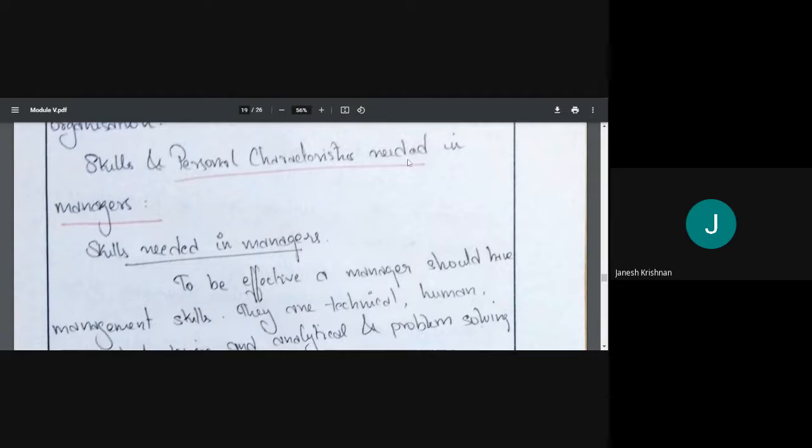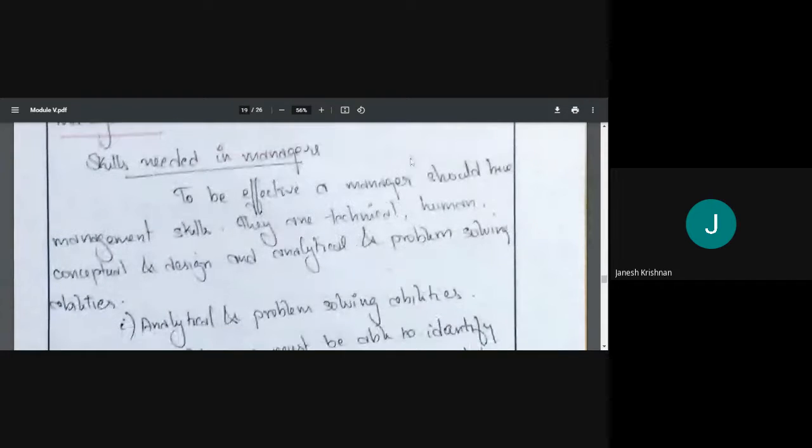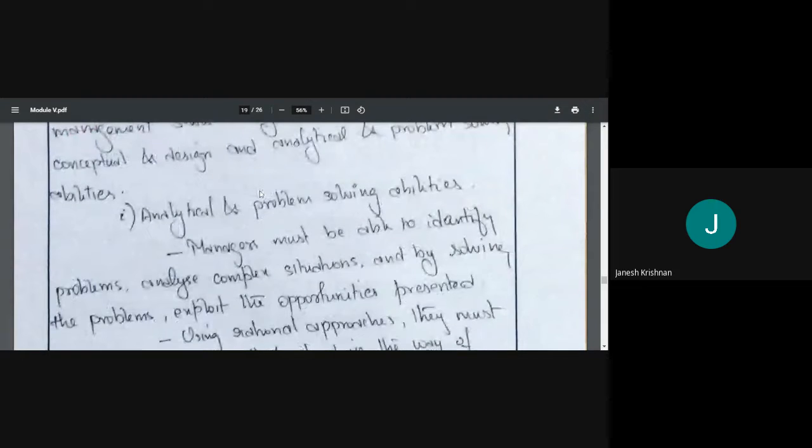So what are the skills needed in a manager? You are going to employ a manager. What are the skills you need to look into? You are going to conduct an interview. What are the skills you are going to look for? To be an effective manager, a person should have management skills. That's basic, we know. So what skills do we need? We need technical skills, human skills, the human relation skills, then conceptual and design skills, and analytical and problem solving abilities.